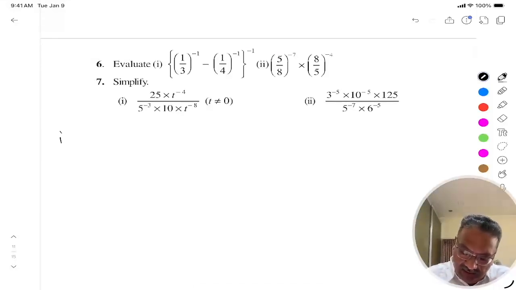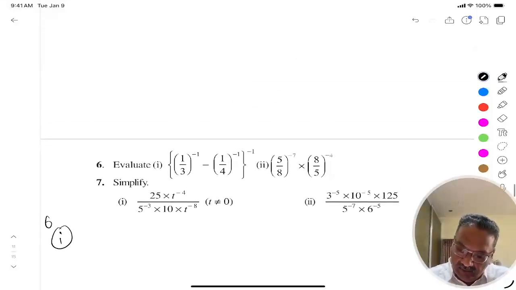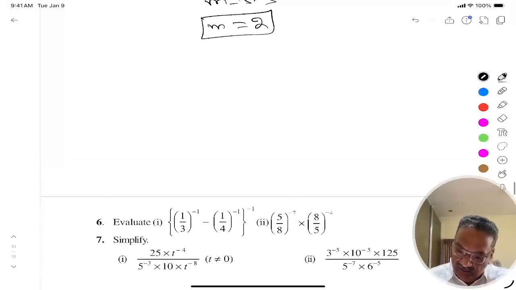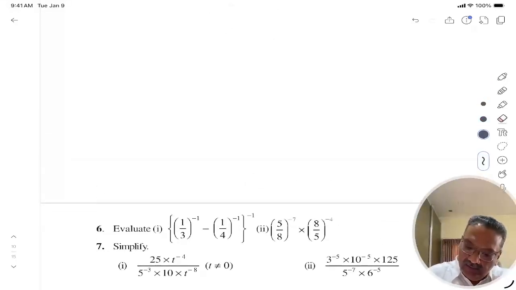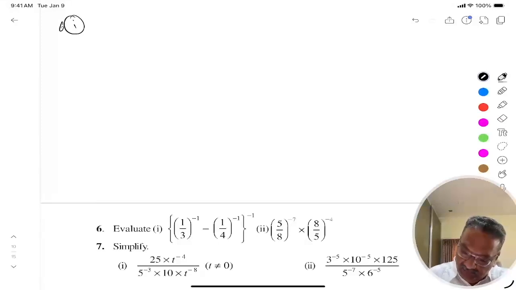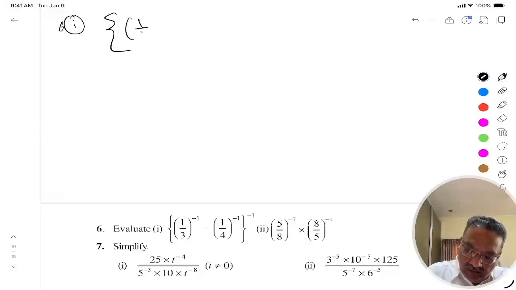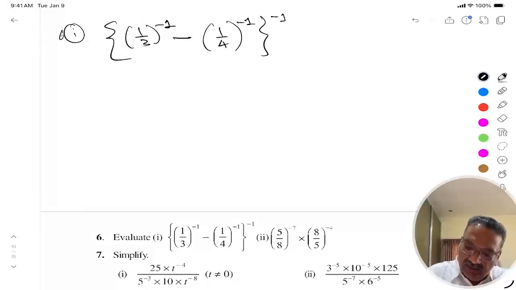Sixth one, evaluate 6 part 1. We have space here, we'll do it here only. 6 part 1. Evaluate (1 by 3 to the power of minus 1 minus 1 by 4 to the power of minus 1) whole to the power of minus 1.